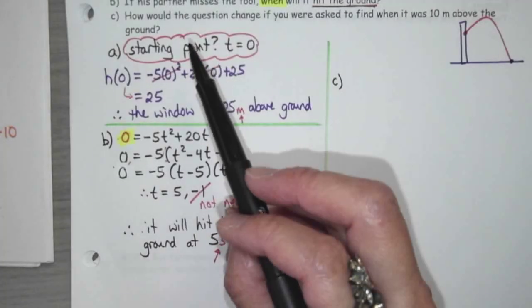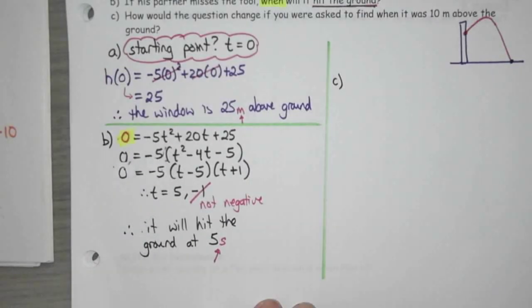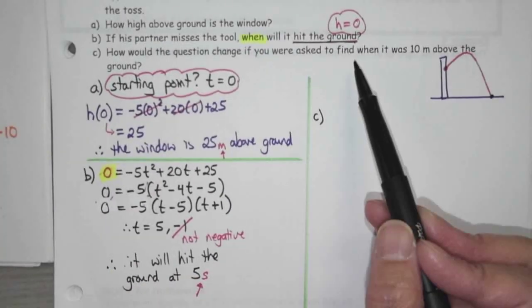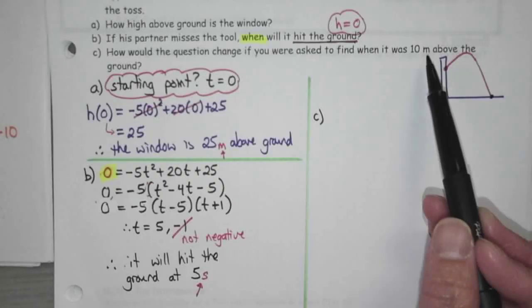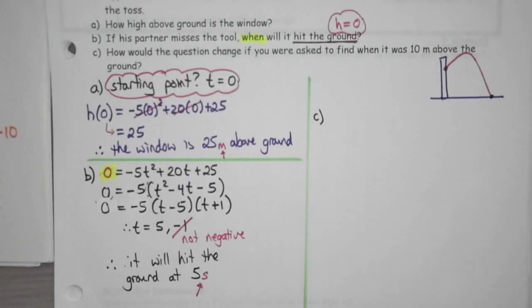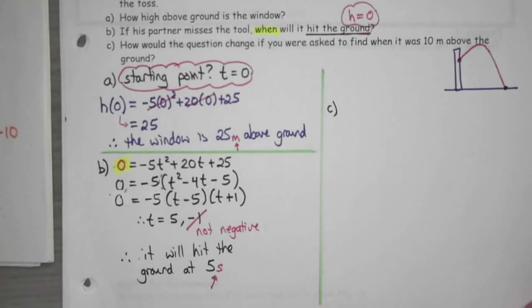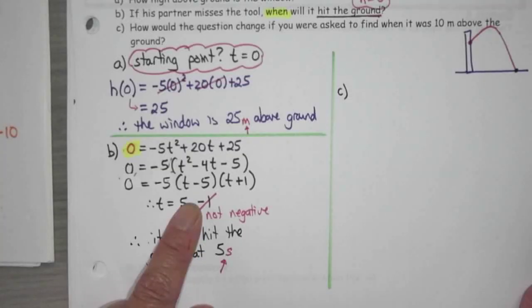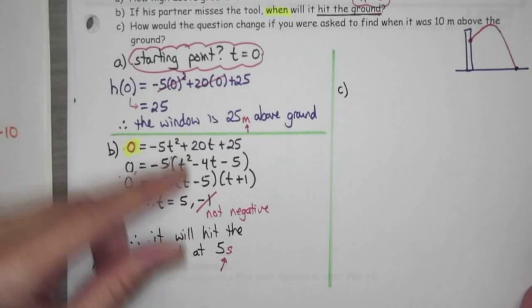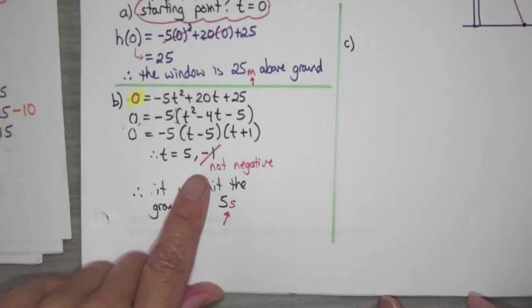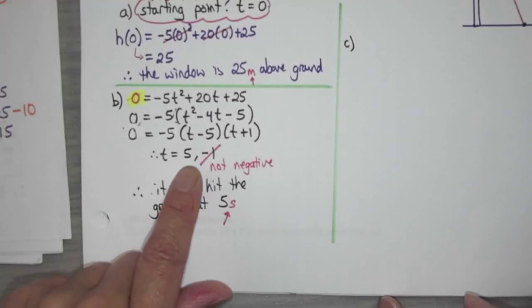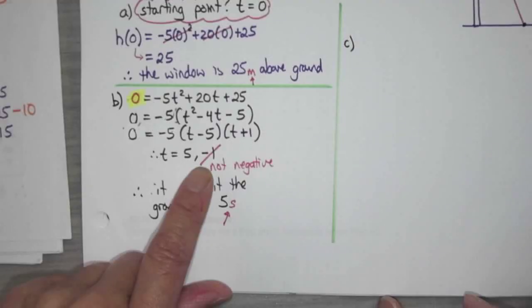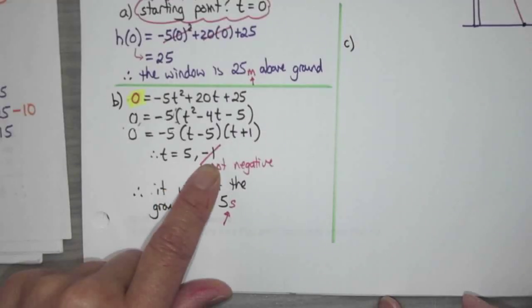Okay, how would the question change if you were asked to find when it's 10 meters above the ground? I'm sorry, can I just ask? I did it with the quadratic formula. I think somebody actually asked, how do you know if it's plus or minus? You said that it can't be negative, which is obvious. But what if it was a number that wouldn't go into negatives, like 15 plus or minus 3? How would you know if you subtract 3 or add 3?